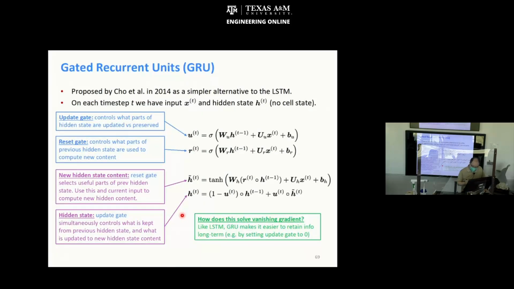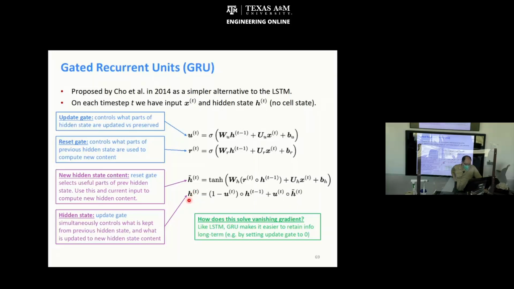And how do you go from H tilde T, the new hidden state content, to the current hidden state, the ultimate HT? Essentially you are utilizing some information from the last step and some new information from the current step. Again, this is controlled by U, the update gate, right here. This is a convex combination between the last hidden state and the current new content, and we call it the new hidden state. Okay?